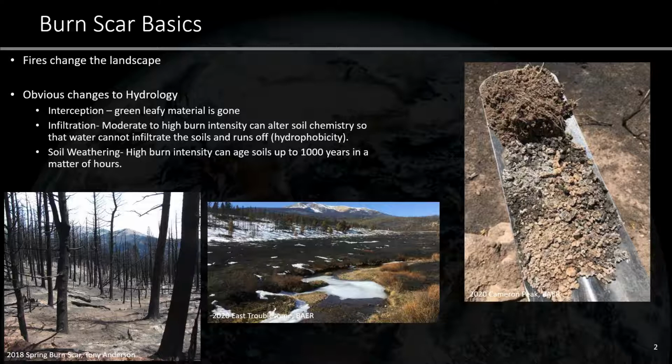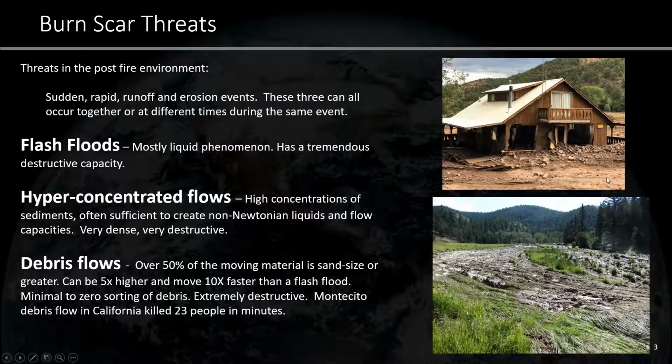For moderate to more high intensity burns, you're actually altering the soil chemistry so that moisture can't seep into the surface and it just runs right off of the surface. And finally, for the extreme burns, you'll actually age the soil up to 1,000 years within a matter of hours, again, allowing water to not seep into the soil, but run right off. Of course, this is an extreme threat to life and property.